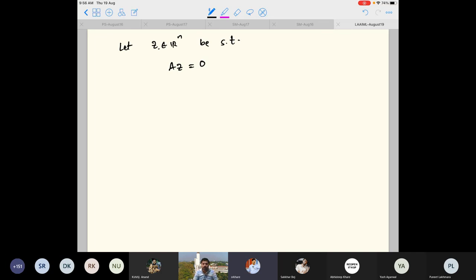Let there exist some vector. So z is equal to 0 is obvious, correct? So there exists at least one vector z in Rn such that Az is equal to 0. You take z is equal to 0. This is obvious. But there may exist more than a vector 0 such that Az is equal to 0.